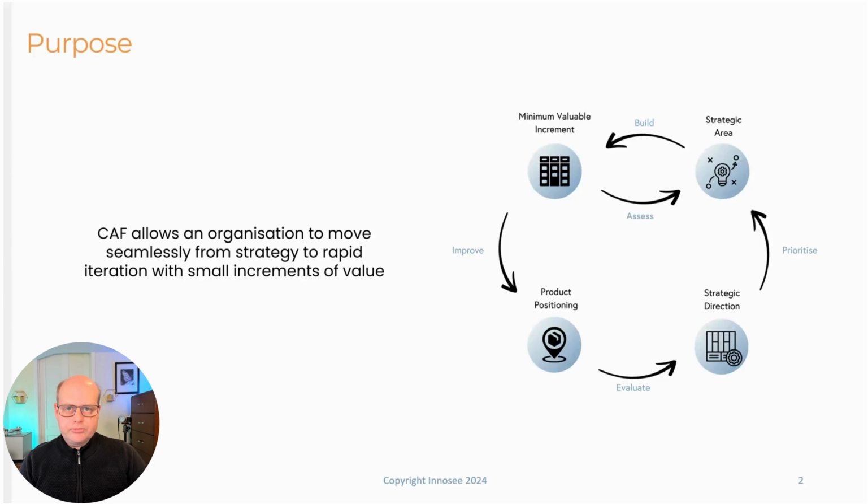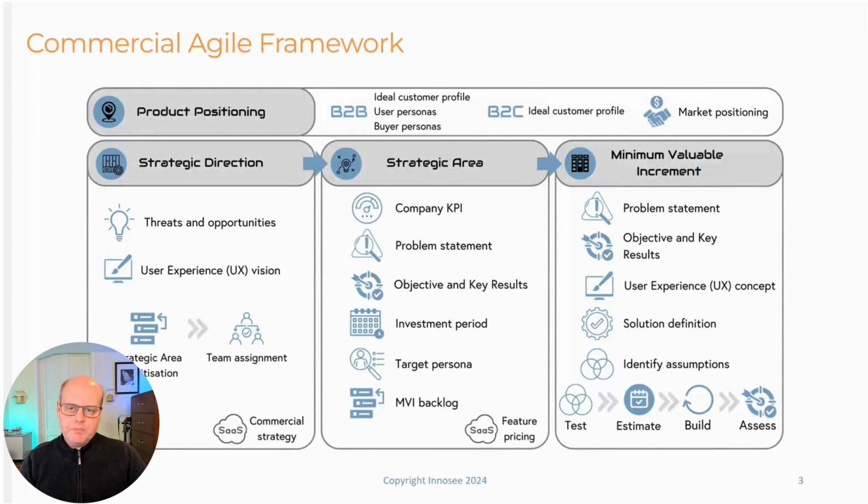the loop. So to summarize in the sentence that I have on the screen, CAF allows an organization to move seamlessly from strategy to rapid iteration with small increments of value. It combines both the strategic side of the business and the fast test and learn agility that you want in order to be successful.